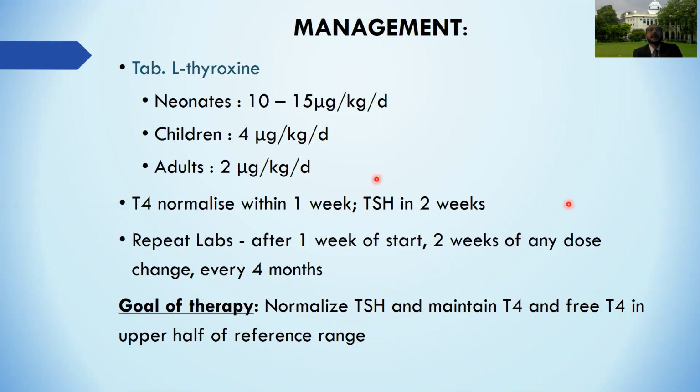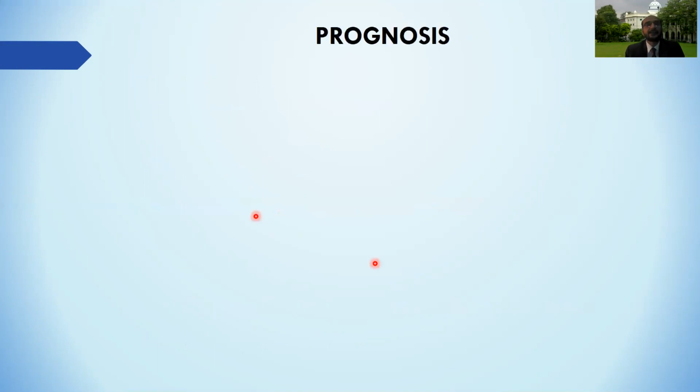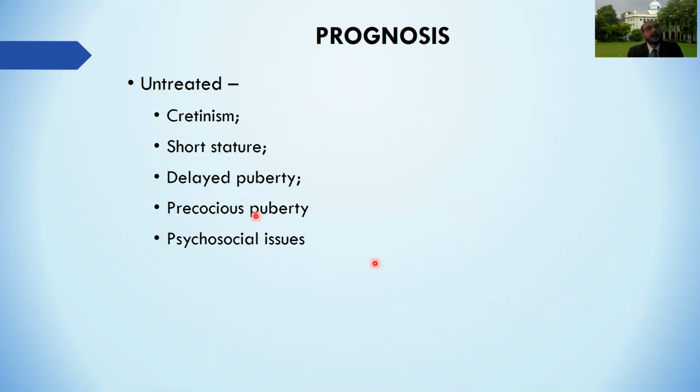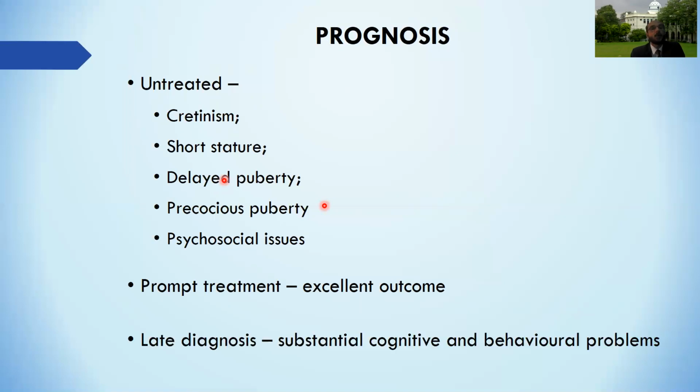You would like to repeat the labs within a week's time after the start of therapy, then every 2 weeks with any dose change, and then every 4 to 6 months, depending upon the underlying condition. Prognosis in untreated cases: you can understand short stature, puberty problems, psychosocial issues. Precocious puberty is something very interesting that we are going to discuss when we talk about precocious puberty in children. With prompt treatment, the outcome is excellent. However, late diagnosis would have a substantial impact on the cognition and the behavior of the children.